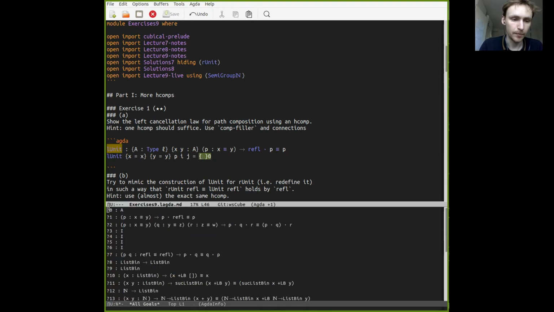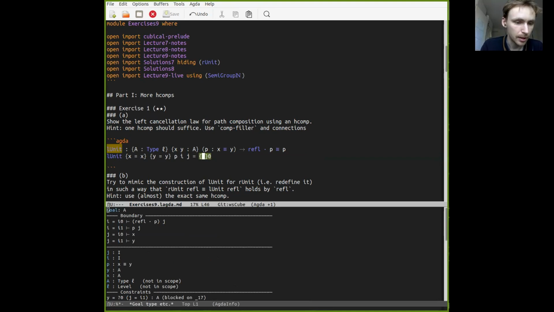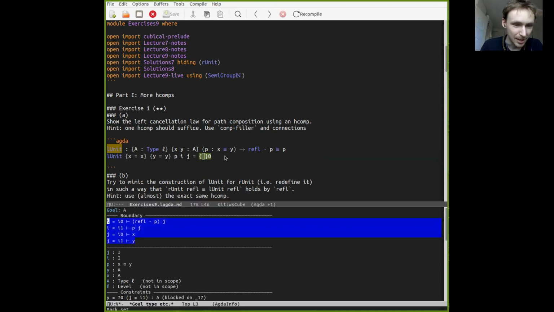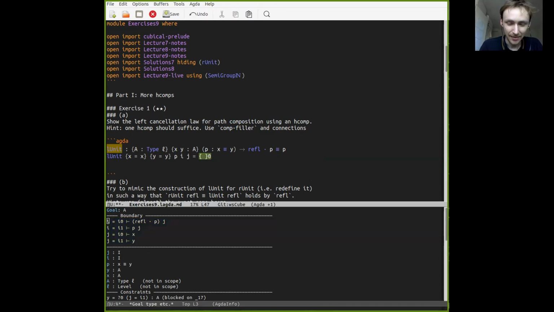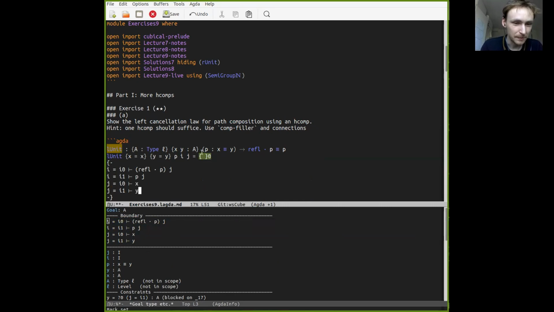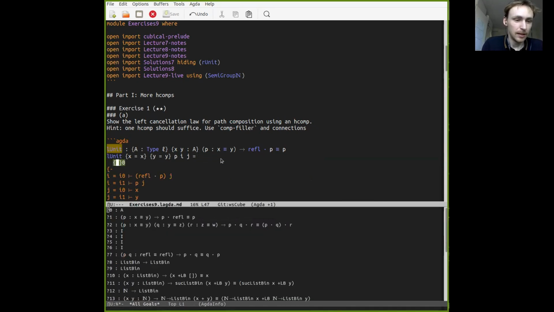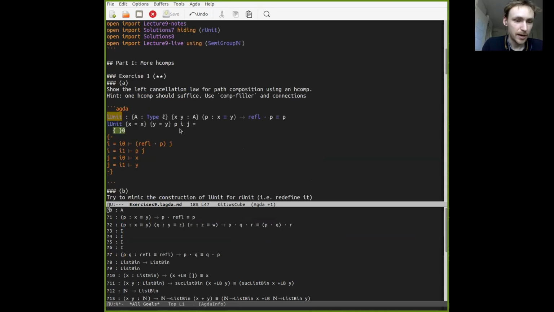Let's look at the goal now. Okay, so here's what I usually like to do. I usually look at this boundary here. I copy paste it, and I write it in a little comment for myself under the type, so I remember what's going on. Okay. So this is a square. If I would be really pedagogical, I would also draw the square. Maybe I should do that. Okay, let's do this.